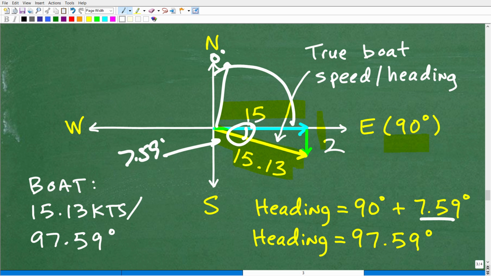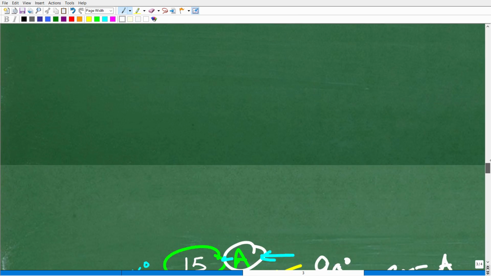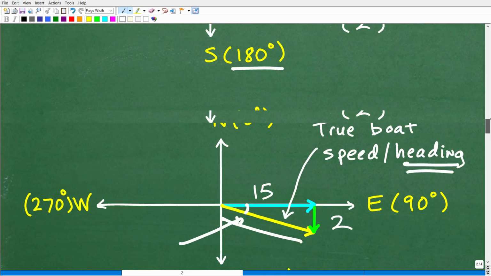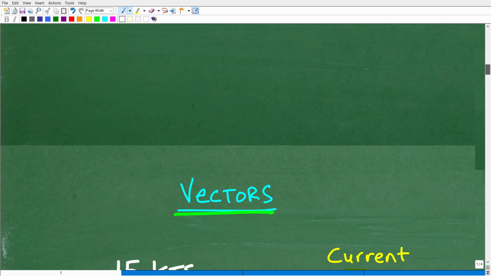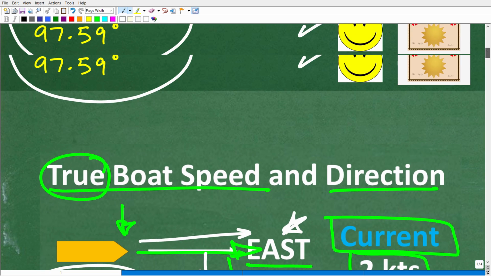The direction of the boat where it was originally traveling was 090 degrees, but we have to tack on that additional 7.59 degrees, so 90 plus 7.59 is obviously 97.59 degrees. That is the true direction or heading of the boat. So we covered a lot of things in this problem. Again, if you were able to solve this all on your own, that's pretty impressive. That means you understand vectors and basic right angle trigonometry.